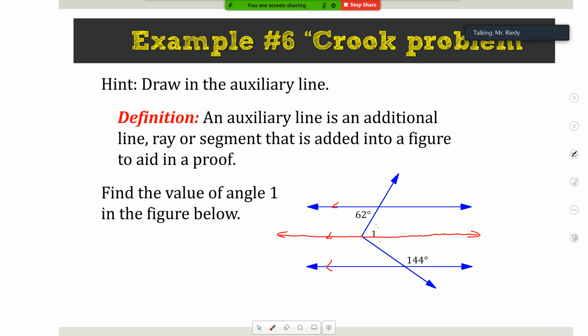So what does that mean? Well, I know that if this is 144 degrees, this angle would be 36 degrees, because the 144 and the 36 are same side interior angles. Working from the top down, if this is 62, this is also 62 because those two angles are alternate interior angles. And therefore, angle 1 would be 36 plus 62, which is 98 degrees. Again, drawing your auxiliary line, work from the bottom up and the top down.